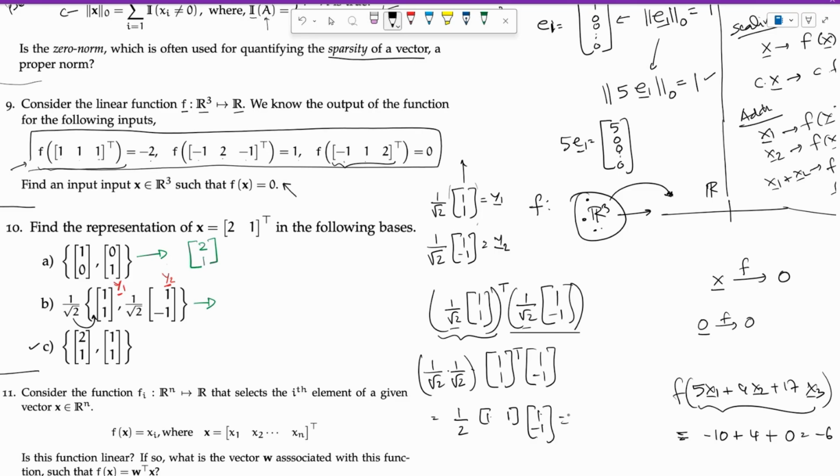Product of these two plus product of these two. So in fact, these two are orthogonal vectors. That means this is an orthonormal basis. Now tell me what will be C1, C2.